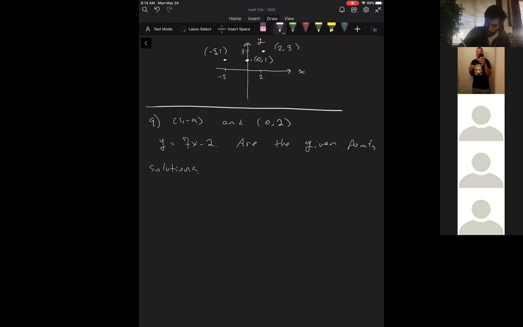Actually, let's just do it by plugging these in. Let's start by testing the points. Let's start by plugging in 1 comma -9. So this tells us that X is equal to 1 and Y is equal to -9.